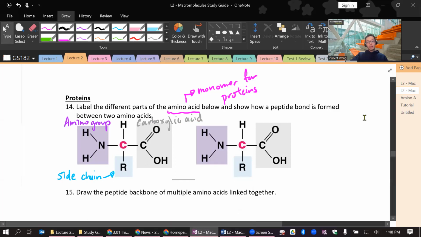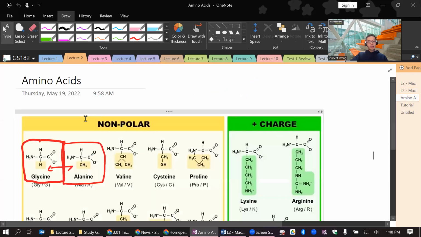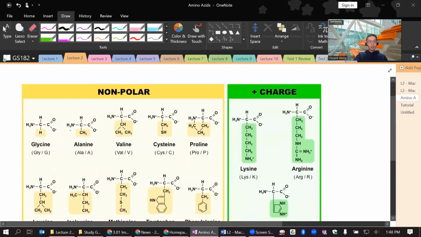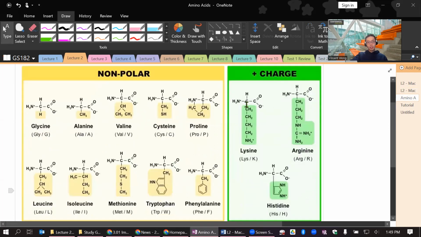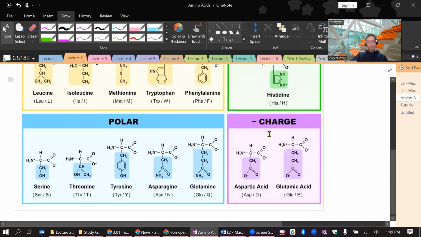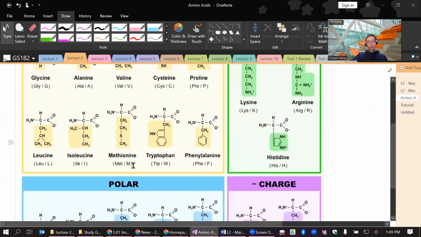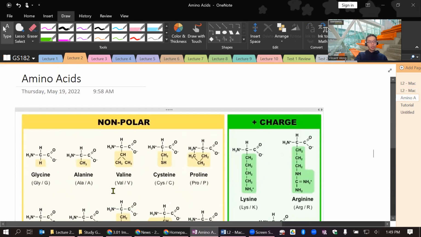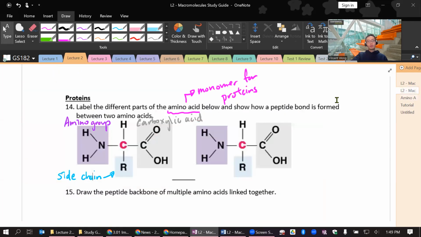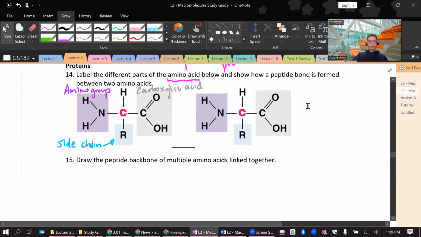I'm going to show you some amino acids here. These are all amino acids, and depending on which side chain they have, they could be grouped into different categories. Some are polar, some are charged, some are negatively charged, and some of them are non-polar. You can see all of them have the carbon in the middle. All of them have the carboxylic acid group and the amino group. It is the side chain that distinguishes them. And there are a total of 20 amino acids that exist.